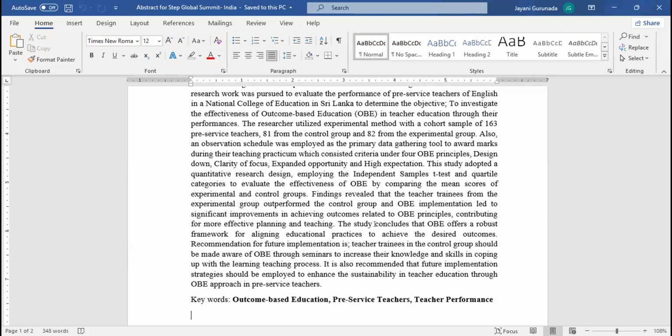So these are my analytical methods, data analysis methods, to evaluate the effectiveness of OBE by comparing the mean scores of experimental and control groups. So you can write about your data analysis. You can write about your data analytical tools, right?